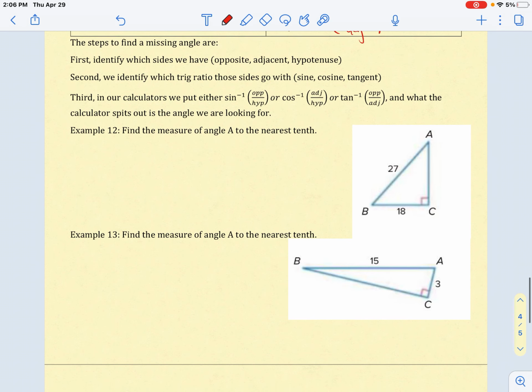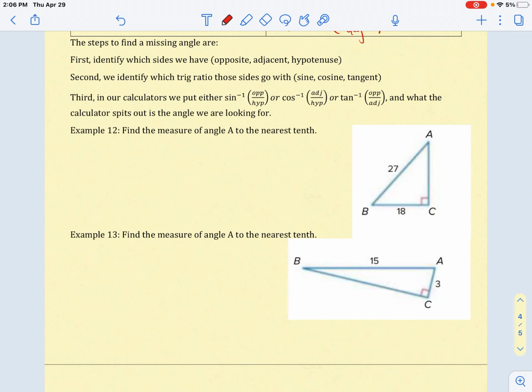So it goes like this. Basically the same idea as we did last time, which is figure out what sides you have and which angle you're starting with, okay? Then figure out which trig ratio those sides match up with, and then we're going to plug into a calculator. I'll show you exactly how to do it.